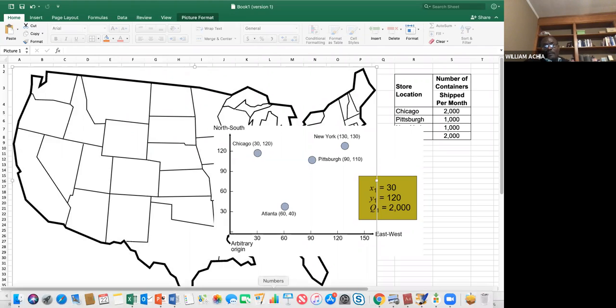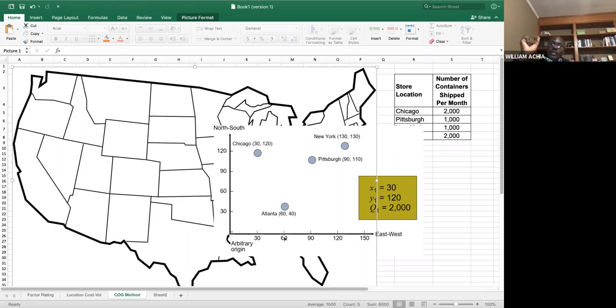Okay, now, the center of gravity approach requires you to get a coordinate on the x-axis. So for Atlanta, from that arbitrary origin, the x-axis coordinate is 60 miles. Let's assume it's 60 miles. And on the y-axis, we have 40. So that becomes our coordinate for Atlanta.